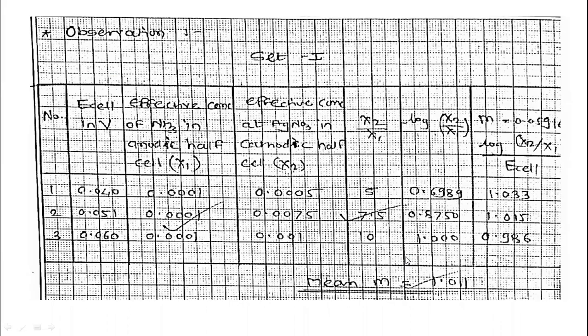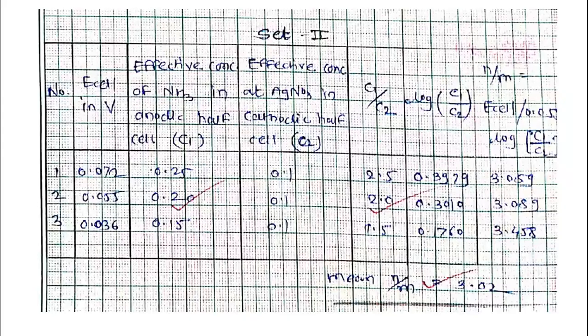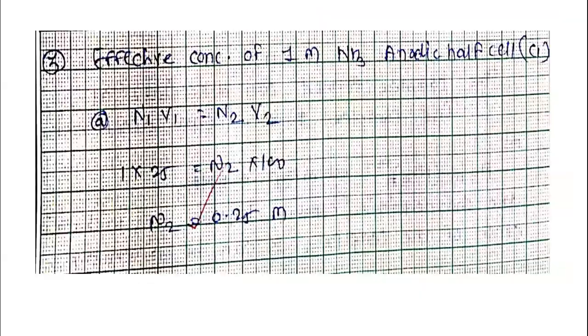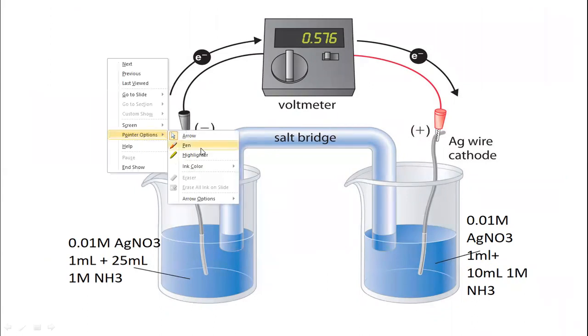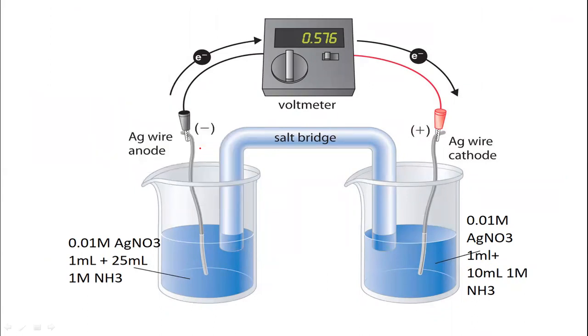Similarly, we have to perform set 2. So let us see set 2 here. What change can be made in set 2? In set 2, we have to keep the concentration of the silver nitrate the same. See here, the concentration of the silver nitrate is 1 ml volume, same concentration here. But the concentration of the ammonia will be different here.